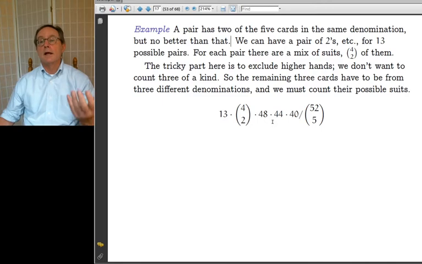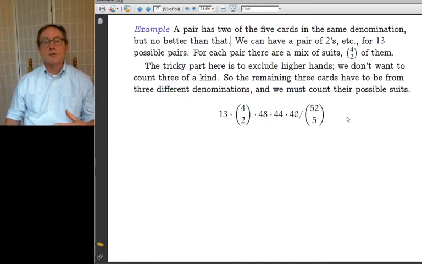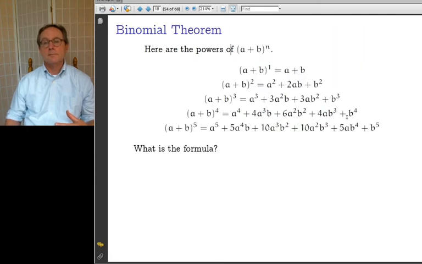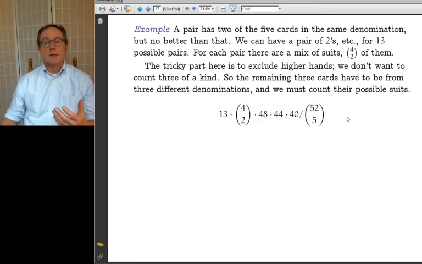So 48, and then it's not 2 pairs, so it can't be the same. So if that's a 4, then this can't be a 4. So we're down to 44 and then 40. So that's the total number of hands of interest. You divide by 52 choose 5. And again, I'll stop with the calculating at this point. So the pairs are a somewhat complicated expression. You have to kind of think through, why is it 48, why is it 44, why is it 40?